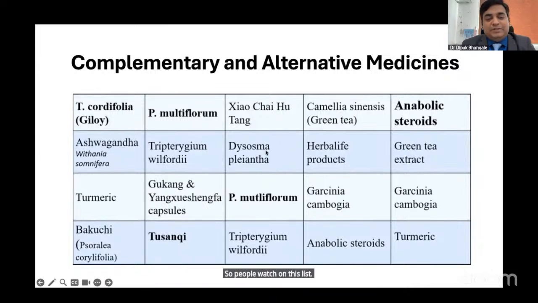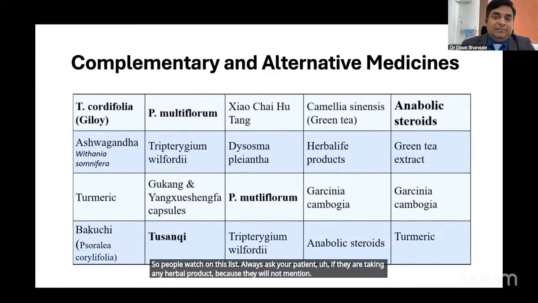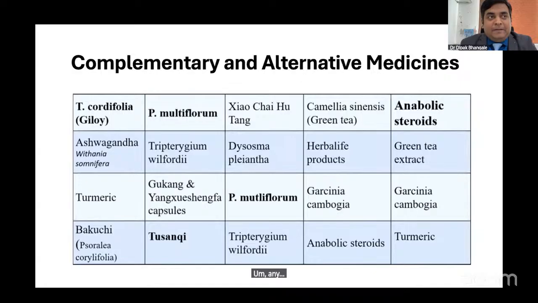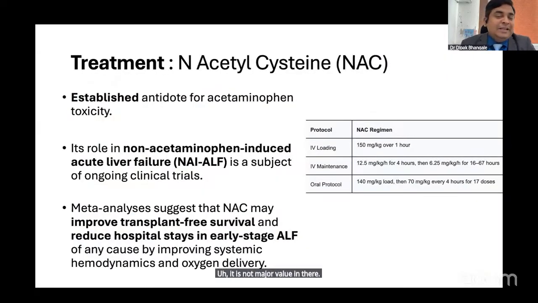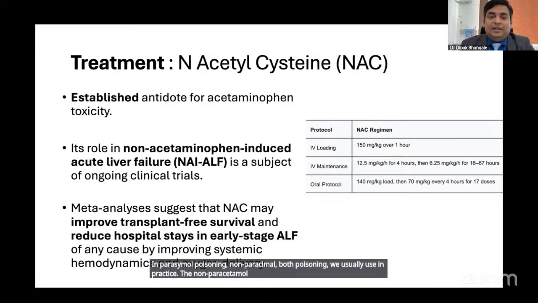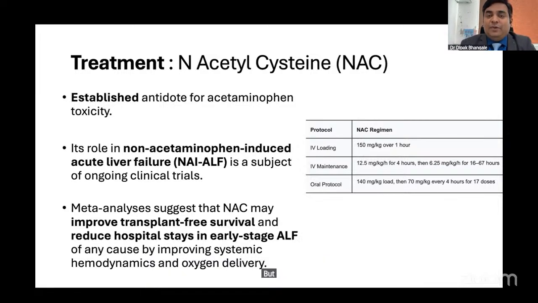Always ask your patient if they are taking any herbal product, because they will not mention it in their drug history, as they think it is a natural product and of no major value in their history. As for treatment, acetylcysteine is used in paracetamol poisoning, and in non-paracetamol poisoning we usually use it in practice too. Its use in non-paracetamol poisoning is still in ongoing clinical trials, but it is very safe to use in pregnancy.